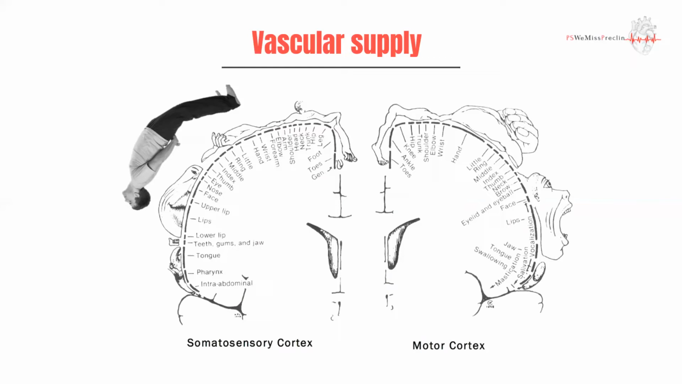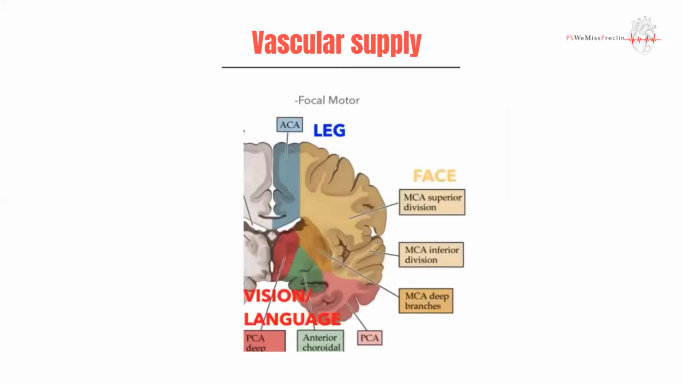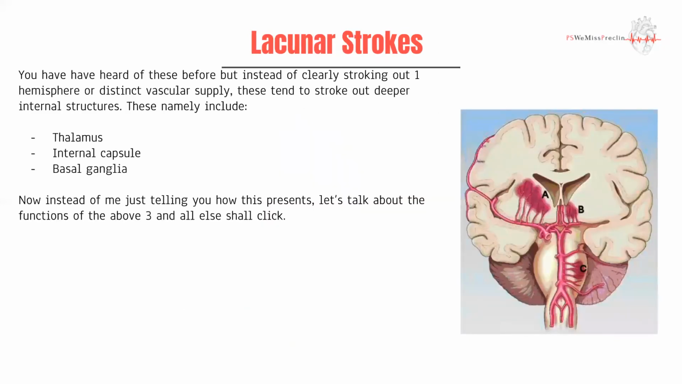Also important to note, because both motor and sensory fibers decussate or cross over, stroking out one side is going to lead to deficits on the other. So it presents with contralateral motor weakness. That just means weakness on the other side. Hope that made sense so far.